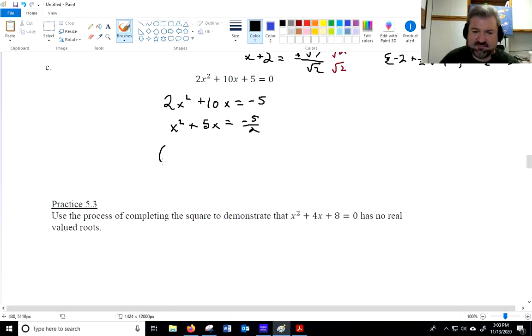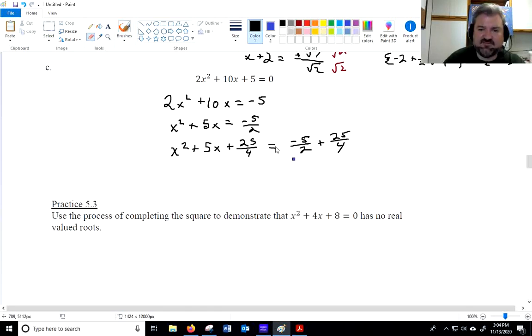Now I'll take half of the middle number. Half of the middle number is 5 over 2, right? Now I've got to square that number. Remember, the process is take half of this number and square it. So I've got to square 5 over 2, giving me 25 over 4. And when I add to one side, I've got to add to the other. So this is negative 5 over 2 plus 25 over 4.